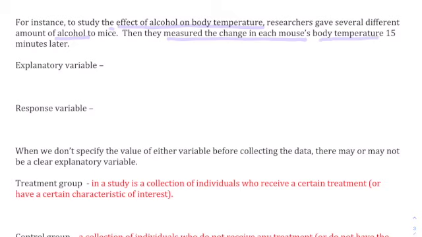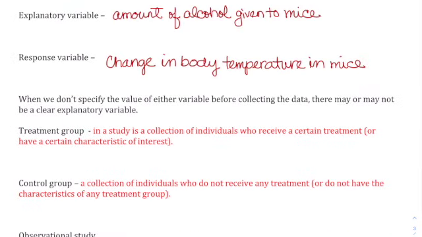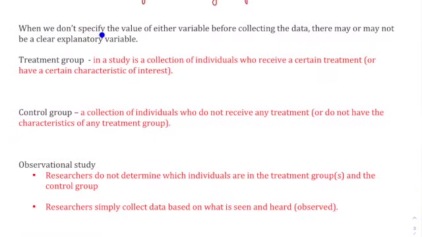Okay, so in this case, the explanatory variable is what happened, and then the effect of it. What happened here to the explanatory variable? The explanatory variable is going to be the alcohol that's given to the mice, because then they will check if the temperature goes up. So I'm going to write it down: amount of alcohol given to mice. Here's the answer. Explanatory variable: amount of alcohol given to the mice. Response variable: change in body temperature in the mice. Next one. When we don't specify the value of either variable before collecting the data, there may or may not be clear explanatory variables, so be careful on that.